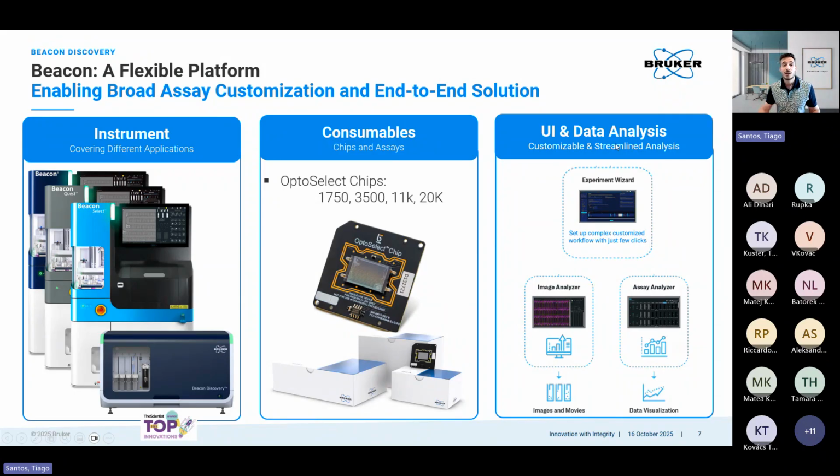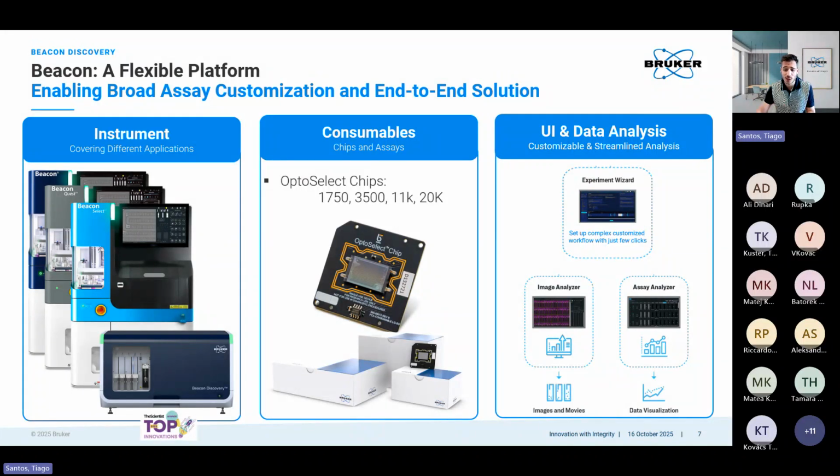And regarding data, you also have a complete UI and data analysis integrated in the platform. You have an experiment wizard that we developed and launched with Beacon Discovery that is actually very intuitive and easy to use in order to plan your experiments, even the timeline, the agenda in terms of loading the beads and the cells, and all of the assays that you want to do. And then you have two major software analysis tools integrated in the platform, Image Analyzer and Assay Analyzer.